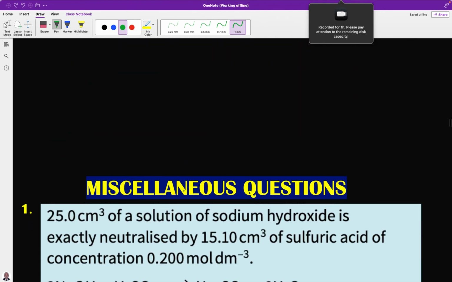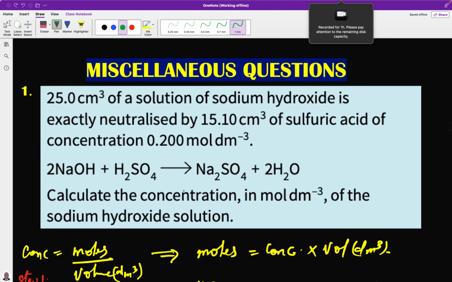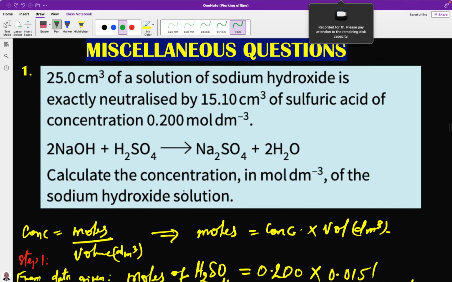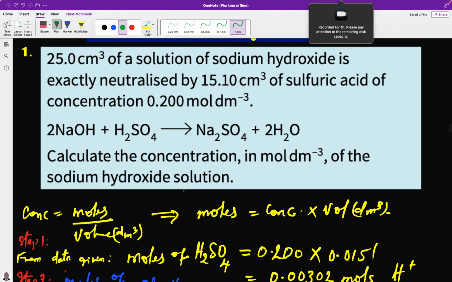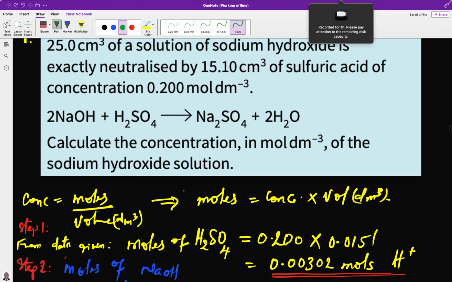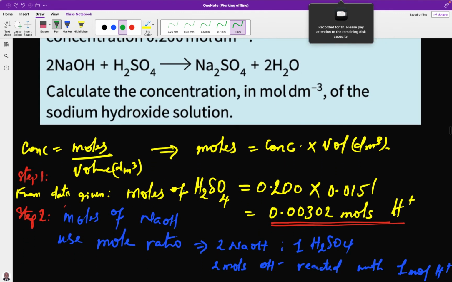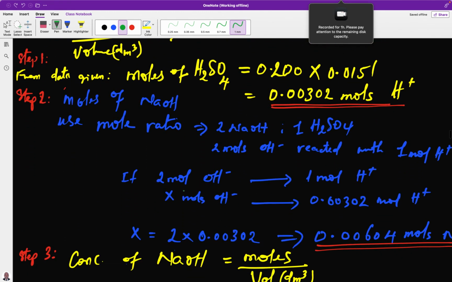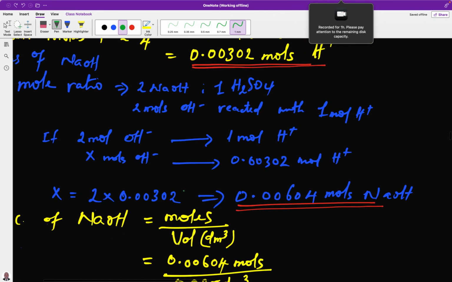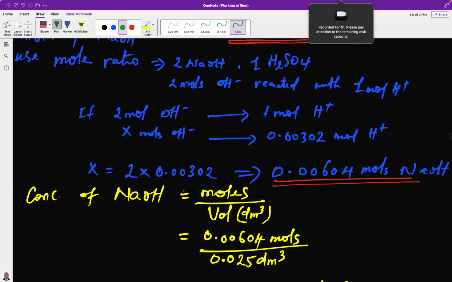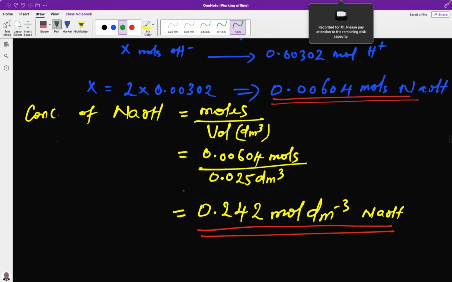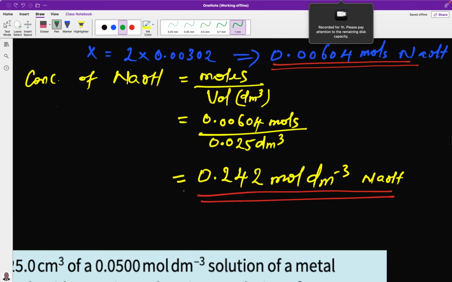Then we went to miscellaneous or related questions. We have solved this. I told you, you need to take the data before using any relation. That was what we used in calculating the moles of acid, calculating the moles of the sodium hydroxide, and finally calculating the concentration of the sodium hydroxide.